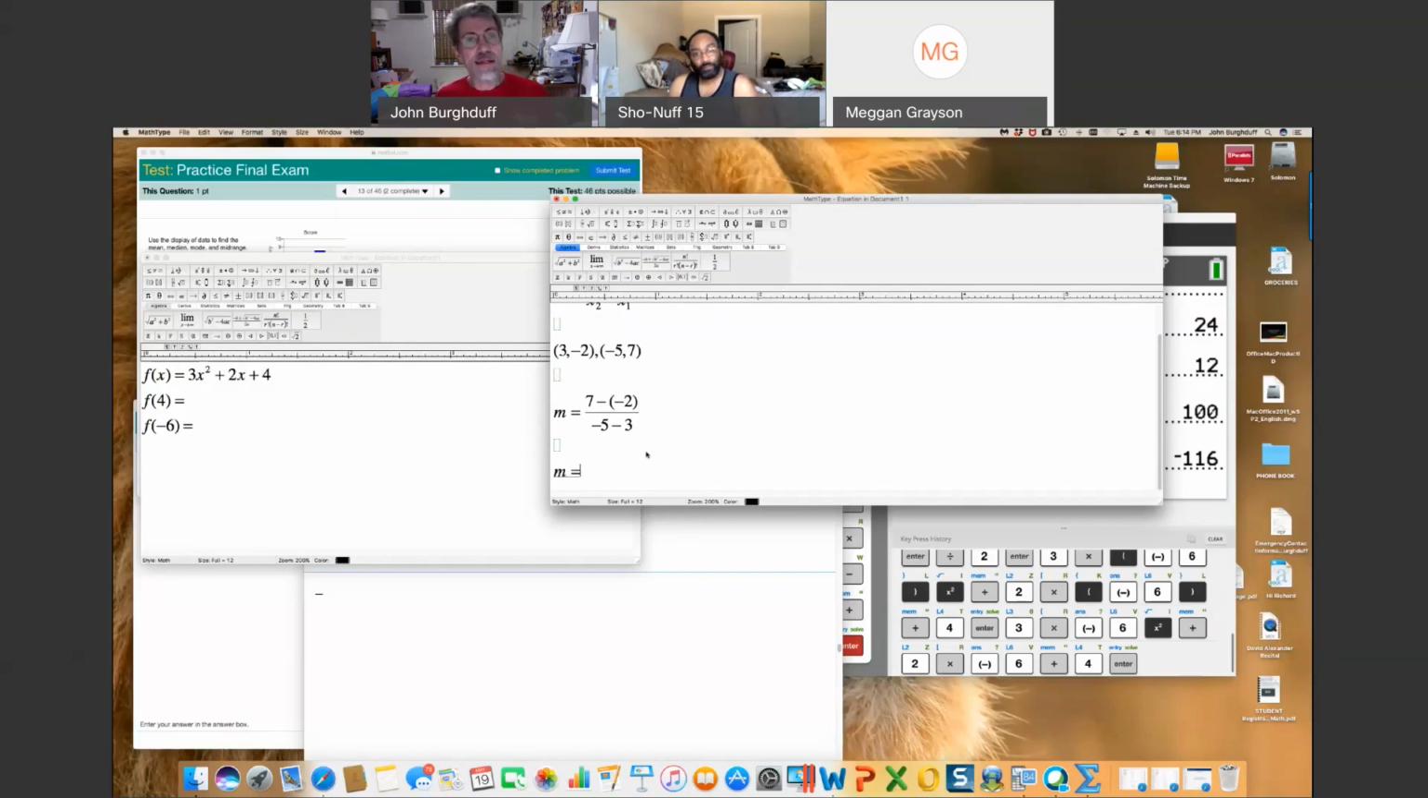Then if we simplify that, 7 minus negative 2. So minus a negative is the same as adding. So that's 7 plus 2. That's a 9 on the top. 7 minus negative 2, same as 7 plus 2. And minus 5 minus 3 would be a negative 8. So my slope, putting the negative sign off to the side, would be negative 9 eighths.